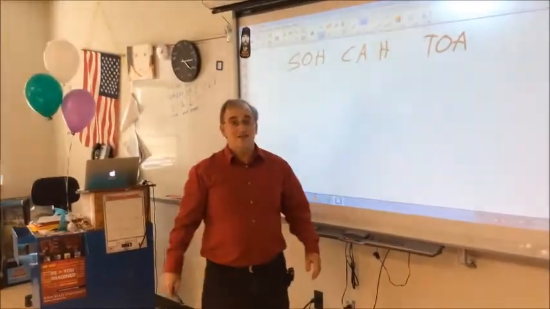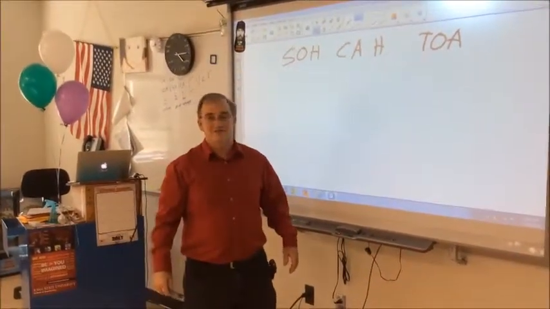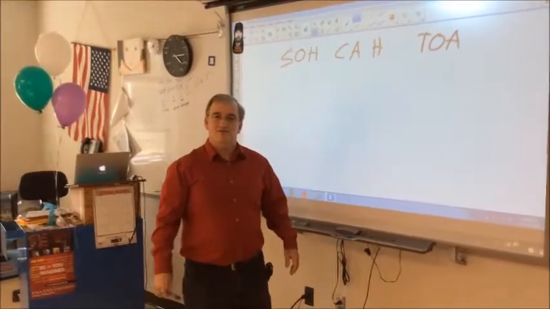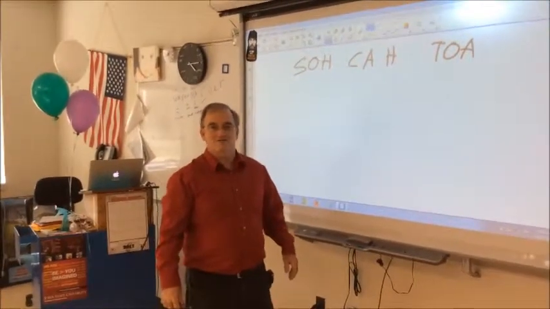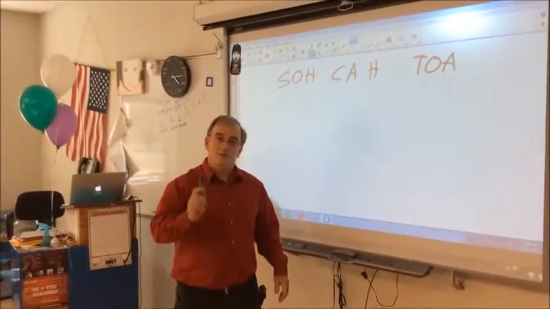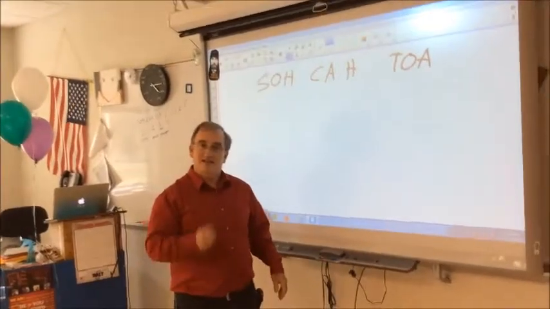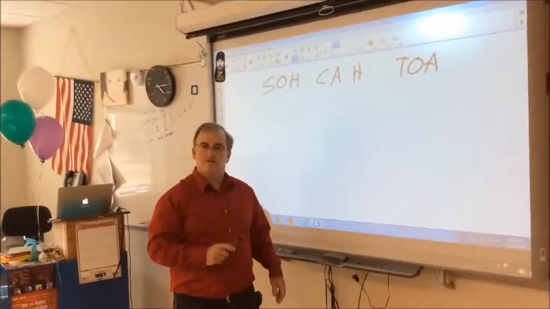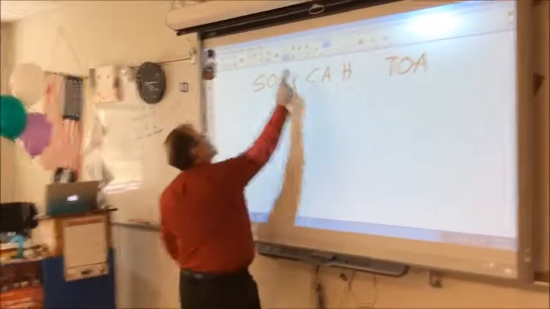And if you're watching this video, you probably know what SOHCAHTOA means. Sine is the opposite over hypotenuse, cosine is adjacent over hypotenuse, and tangent opposite over adjacent. But what you haven't seen is a visual. This is for my visual learners. Watch this.